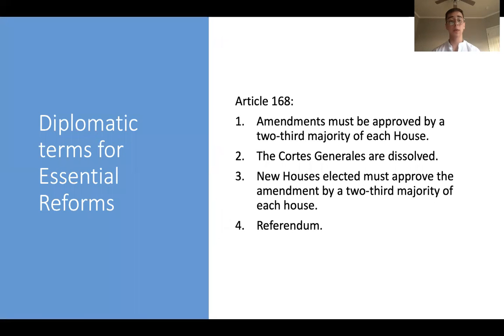All right, so we're going to talk about the diplomatic terms for essential reform. Diplomatic, I mean, because I'm not considering the case of a constitutional crisis or a major war that calls for a change that big. So we have to follow Article 168. First of all, the amendment that we propose, which in this case would be getting rid of or changing the monarchical institution, will have to be approved by a 2/3 majority of each house. Then the Cortes Generales are completely dissolved, new houses are elected, and it must again be approved by a 2/3 majority. And then the amendment is submitted for referendum, meaning that people get to vote on it.